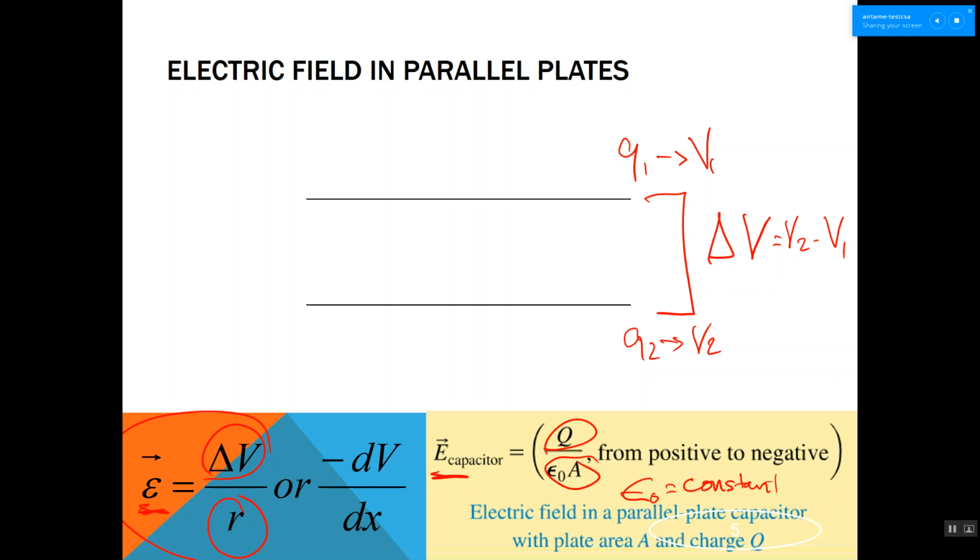So far, so good? Okay, shiny. Say that again? Because with two plates, one has a positive charge, the other has a negative charge. The field goes from positive to negative. No. Yes, Ronald.